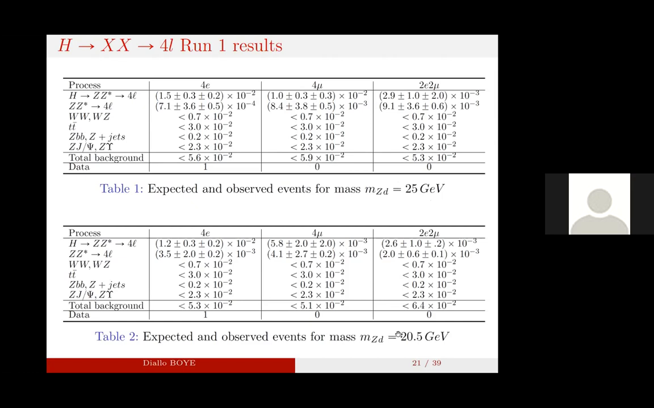Okay, and then in the case where MZdark corresponds to 20.5 GeV, we also see another event in the four electrons channel, where again the background is very, very negligible. And for four muons and two electron two muons, we also see zero events, which corresponds to the expected background.